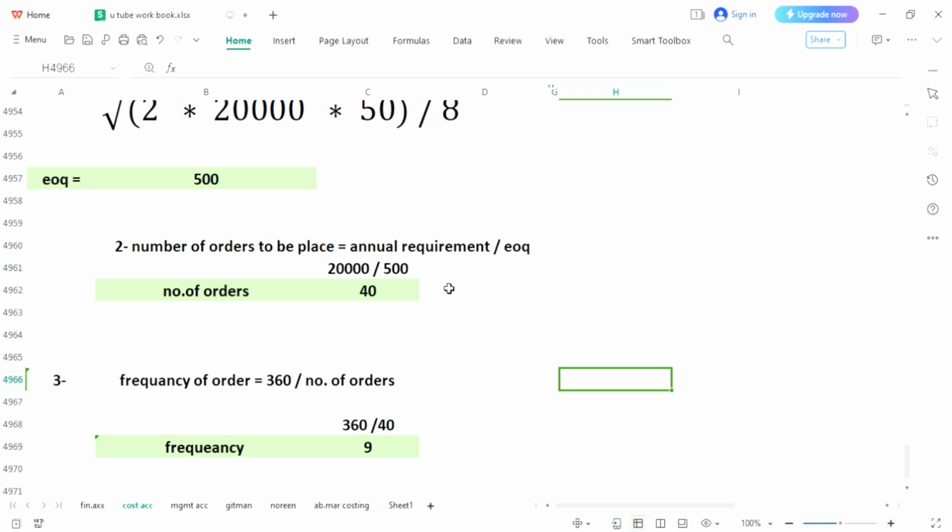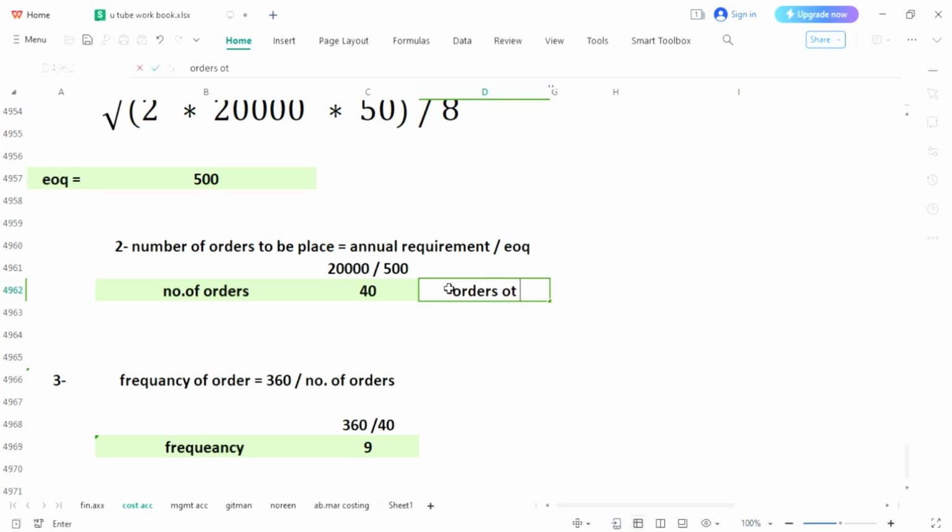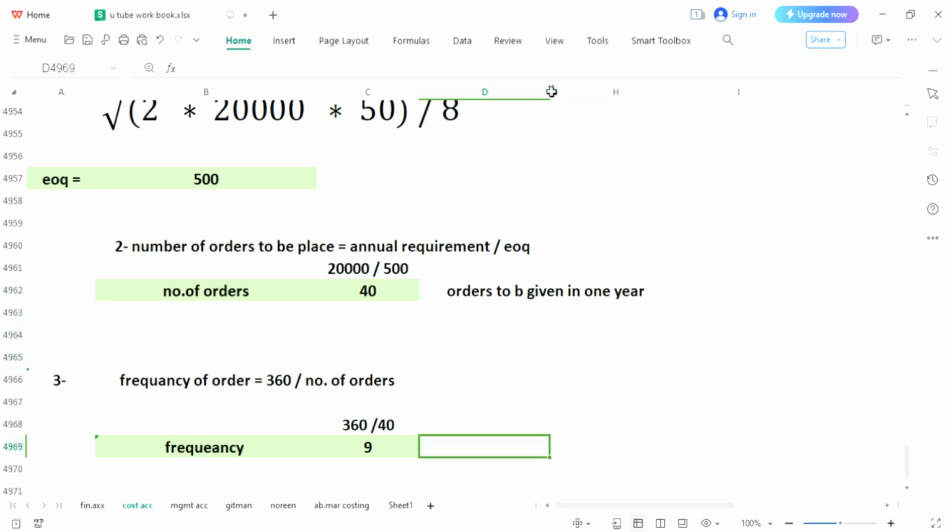Why not I should write over here? This 40 is showing orders to be given in 1 year. So these are the number of orders to be given in 1 year, and what you will understand is that 40 orders would be given in 1 year. And what is this 9? After every 9 days, a new order would be given.